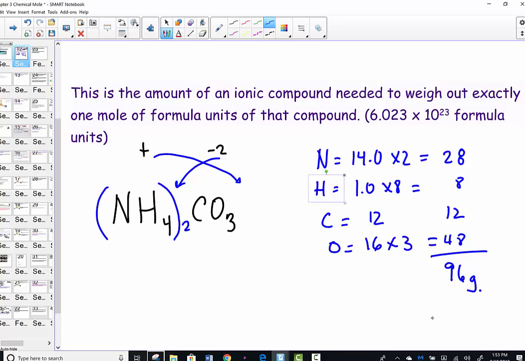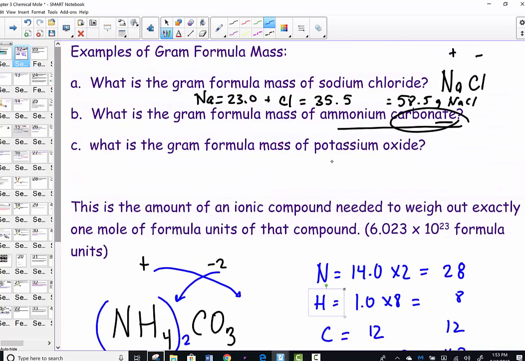We are looking at the mole map and where this is heading. This becomes the exchange unit to bring us from the scale where we weigh things into the central unit called the mole. How much do I weigh out is known as its molar mass. And the third one I asked you to do is potassium oxide.